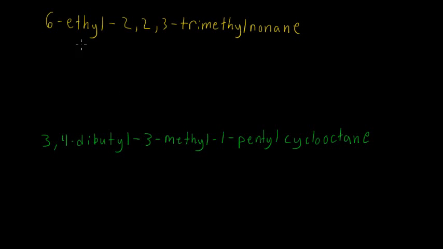So we're going to start off with being given the name, and we're going to have to draw it. So we have 6-ethyl 2,2,3 trimethylnonane. Like the last video, we start off by drawing the backbone, or just the longest carbon chain. Nonane is 9, so there's 1, 2, 3, 4, 5, 6, 7, 8, and 9. And then we have a 6-ethyl, and then we have 2,2,3 trimethyl.